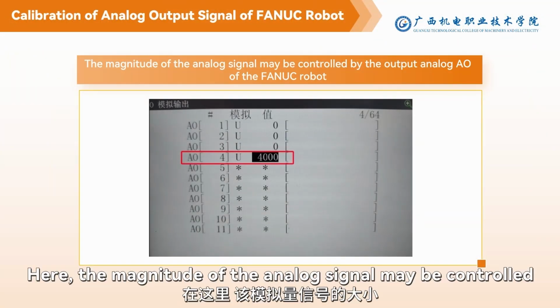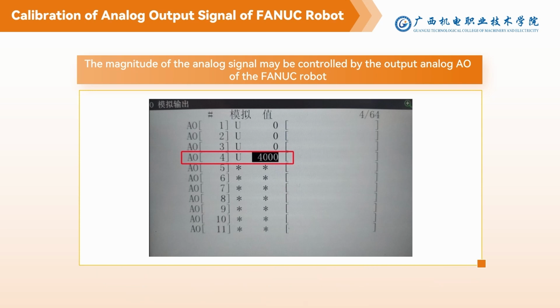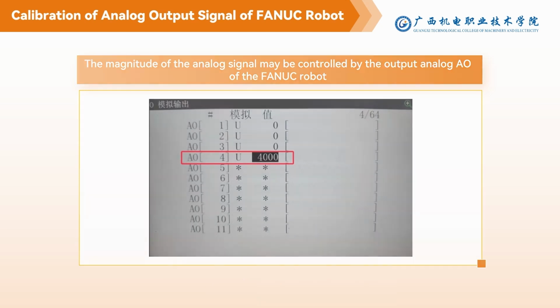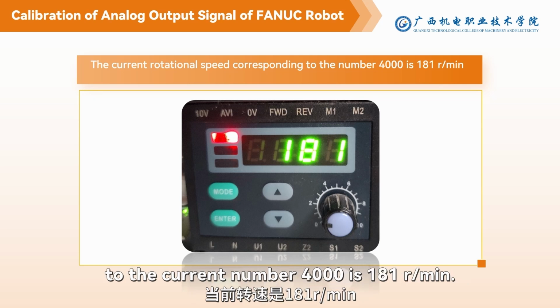Here, the magnitude of the analog signal may be controlled by the output analog AO of the FANUC robot. As shown in the figure, the value of AO4 is 4000. The rotational speed corresponding to the current number 4000 is 181 revolutions per minute.